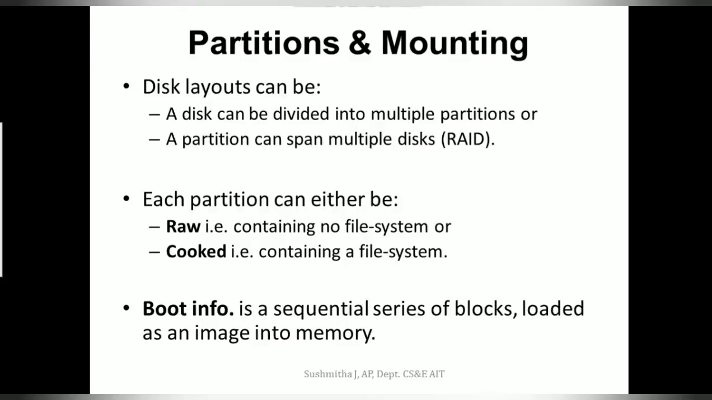If you have your hard disk to be of 1 terabyte, that 1 terabyte will be divided into multiple partitions. Now each partition can either be raw or cooked. Now what do we mean by this raw or cooked? We say the partition is raw if it does not contain any file system. We say the partition is cooked if it contains a file system.